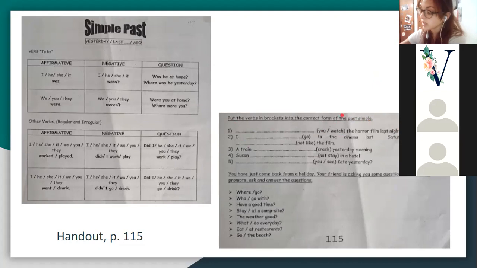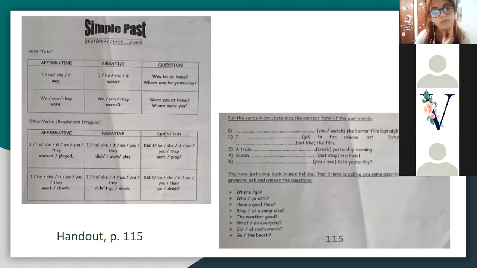So let's see. Santi. No, ¿quién fue el último? Who was the last one to speak? You were the last one, Santi? Yeah, sorry. So, Valen. Okay.